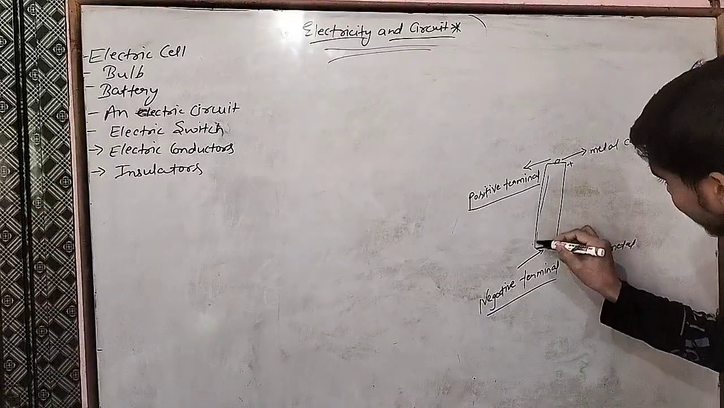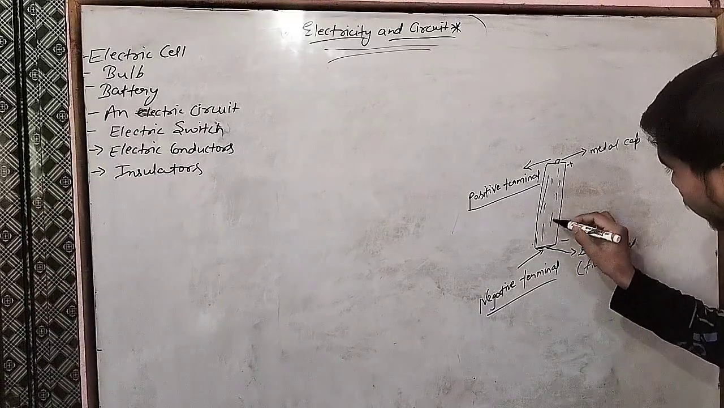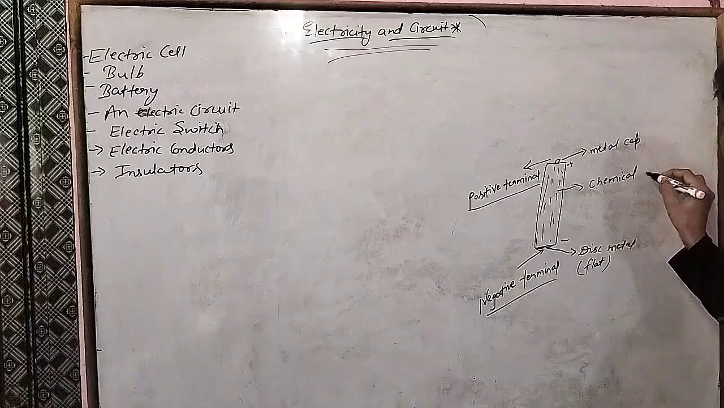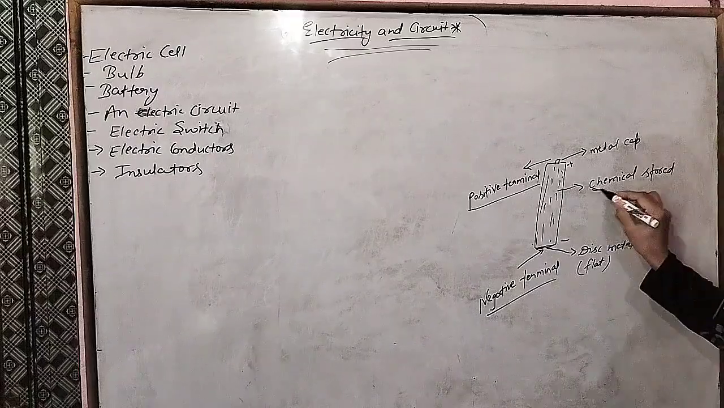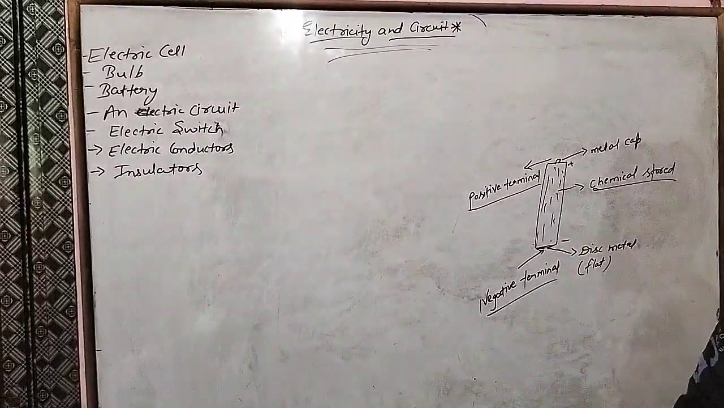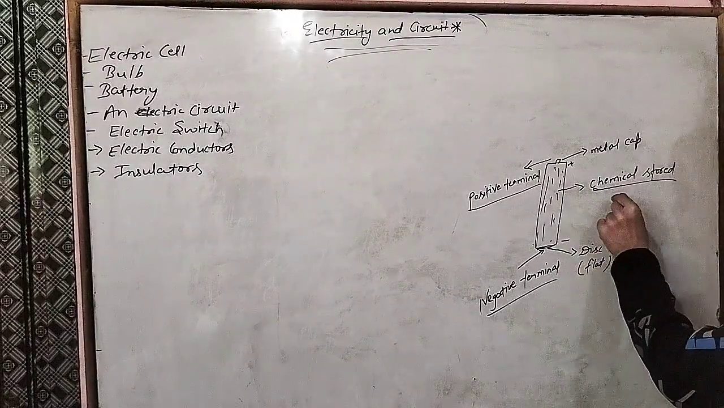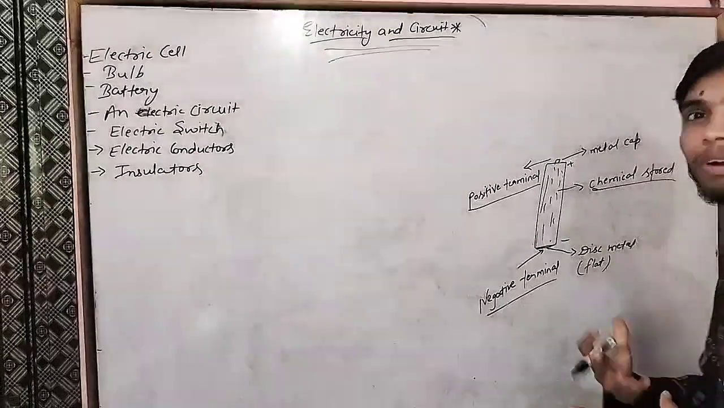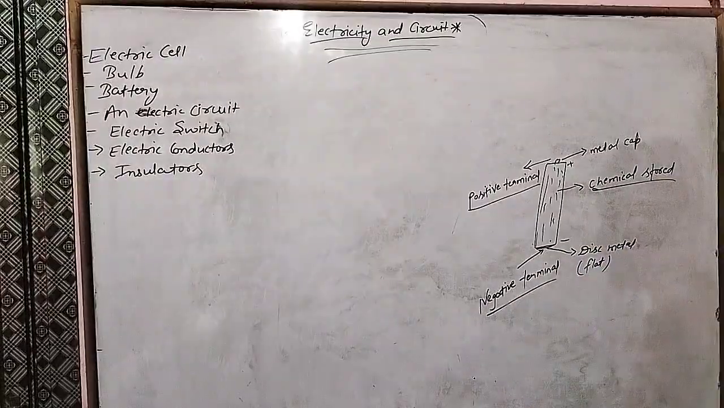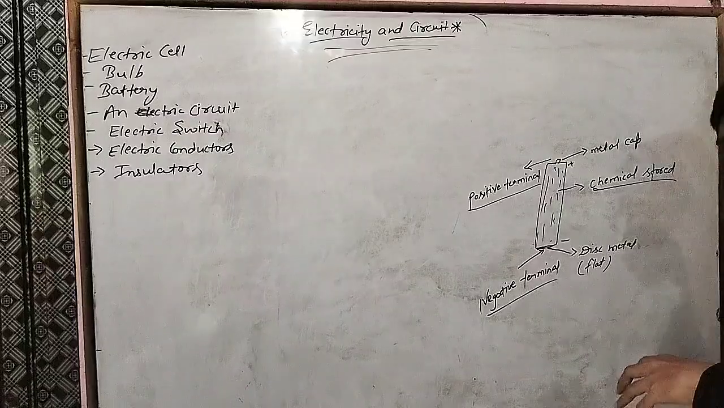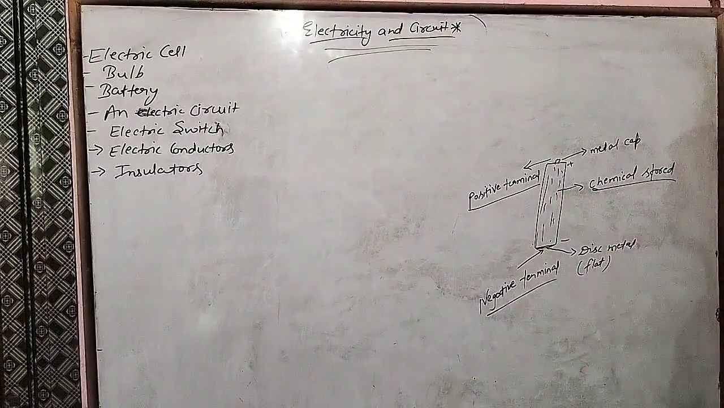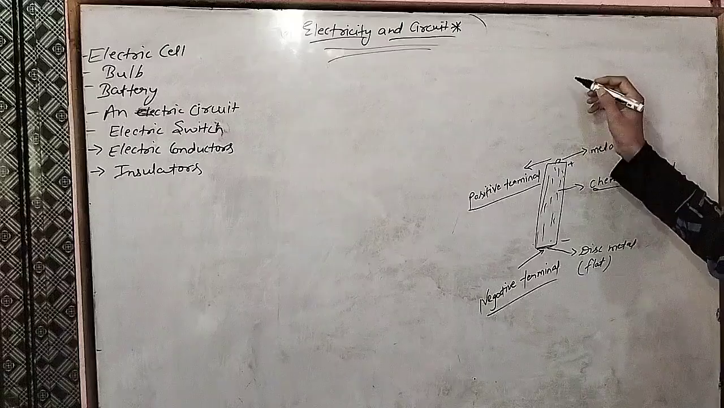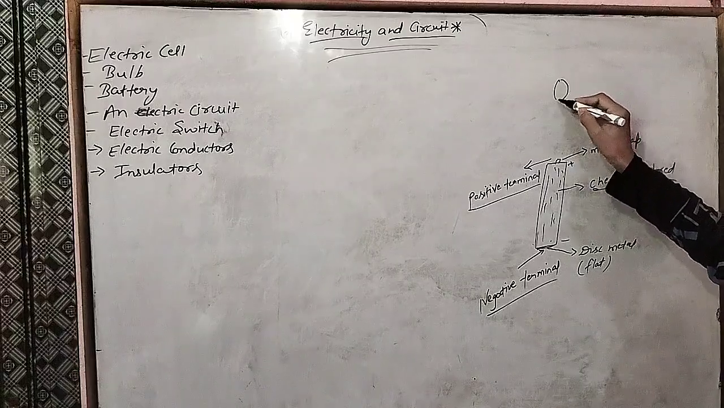Clear. So inside it a chemical is stored. Inside the electric cell a chemical is found stored. This is what provides a current to other devices. Clear? This is a bulb.